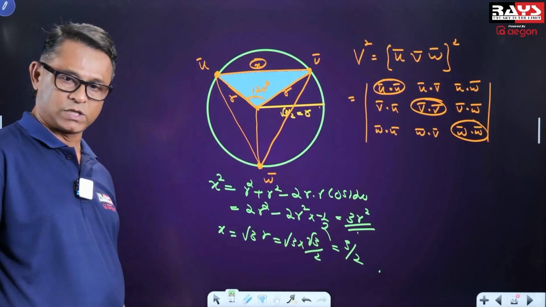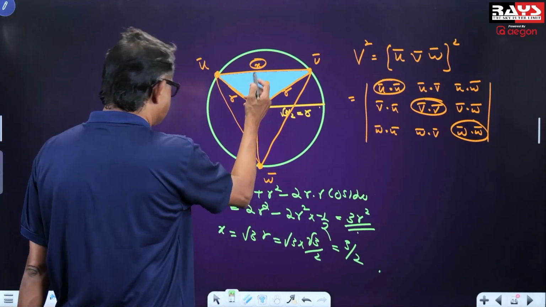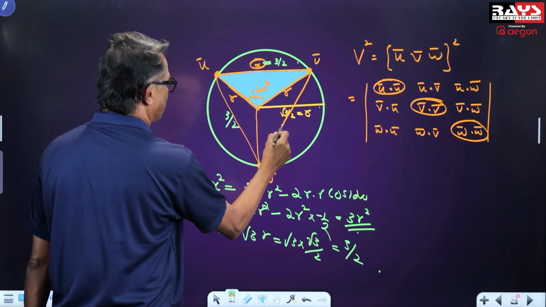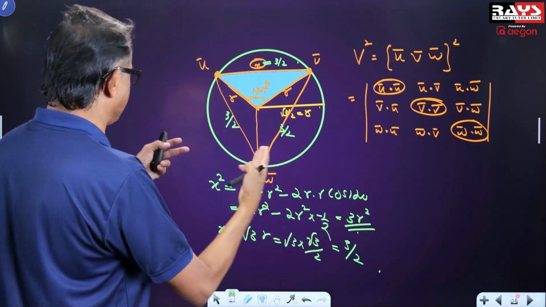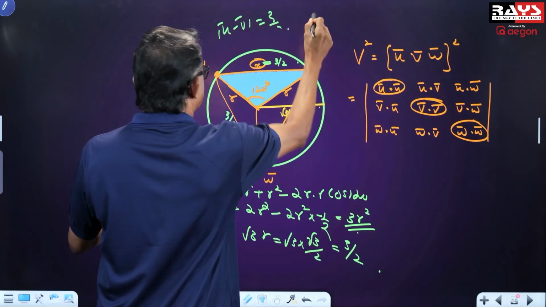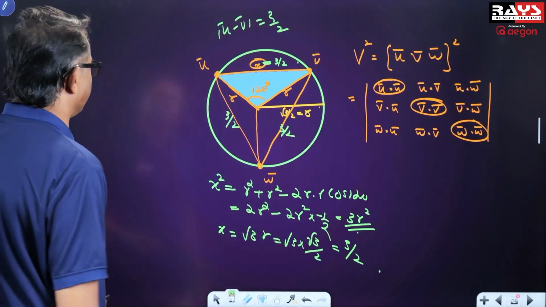Because the radius is root 3 by 2, root 3 into root 3 is 3 by 2. So x is equal to 3 by 2. All sides are equal to 3 by 2 because it is an equilateral triangle. Therefore mod u minus v equals 3 by 2, and similarly mod v minus w is 3 by 2.